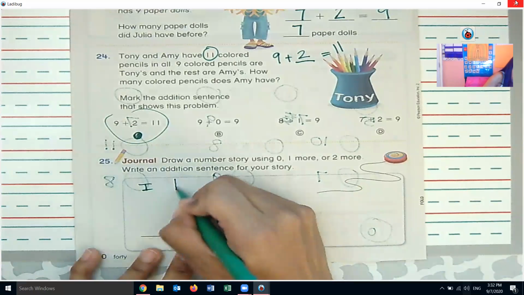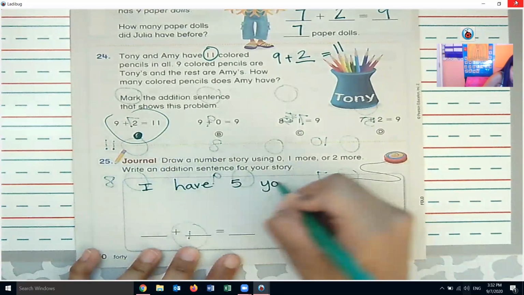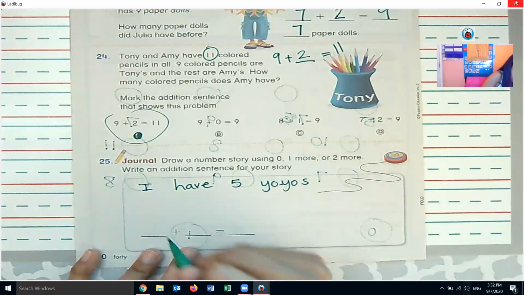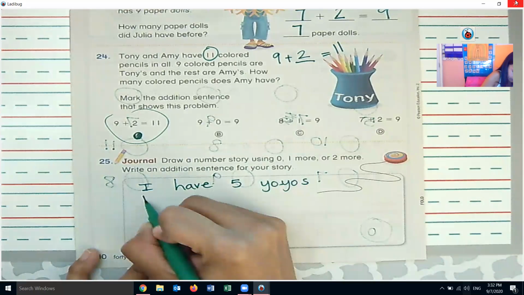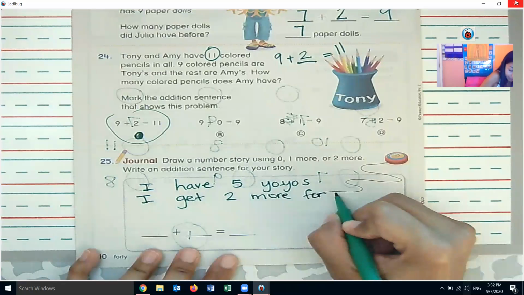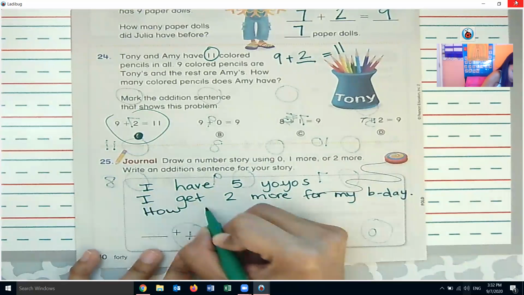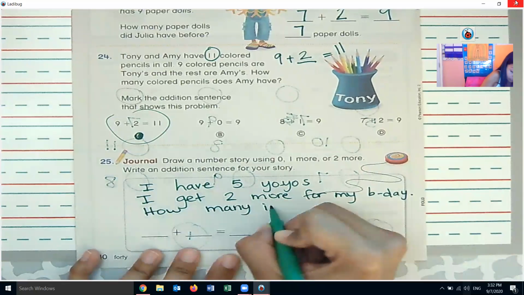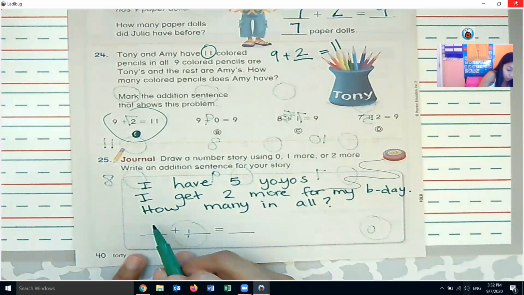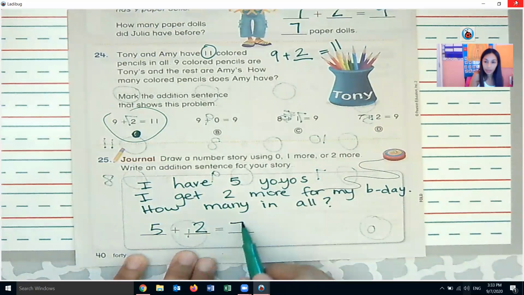I have, I'll say 5 yo-yos. Maybe there's a hyphen there. I have 5 yo-yos. I get 2 more for my birthday. Yay! I'll say B-day. How many in all? Question mark. So I have 5 yo-yos. I get 2 more for my birthday. How many in all? 5, 6, 7. So I have 7 altogether.